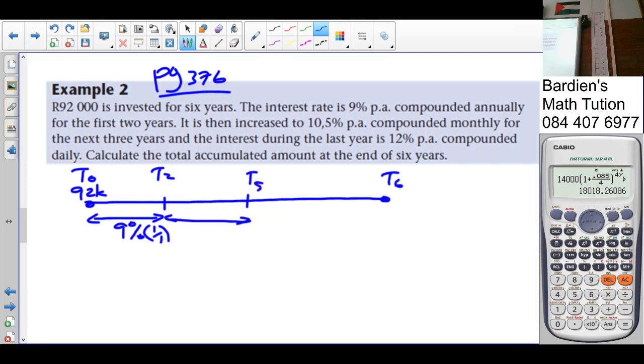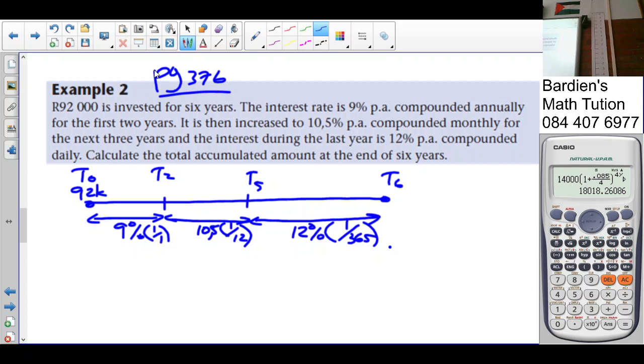You all agree with that? 10.5% per annum compounded monthly. And the interest during the last year is 12% compounded daily. Pencil that in, or write that in. Right, you all got that, people.